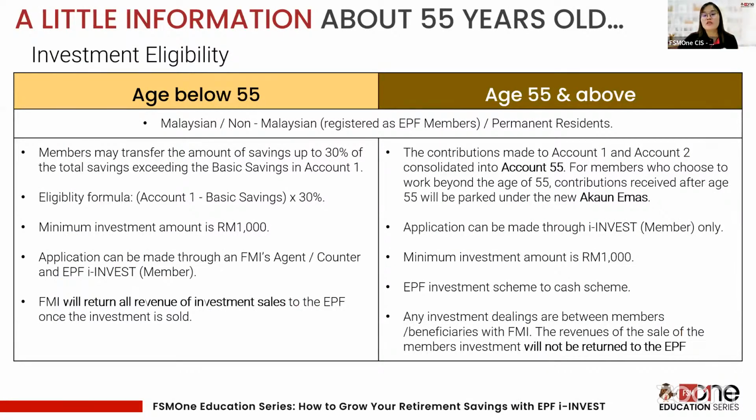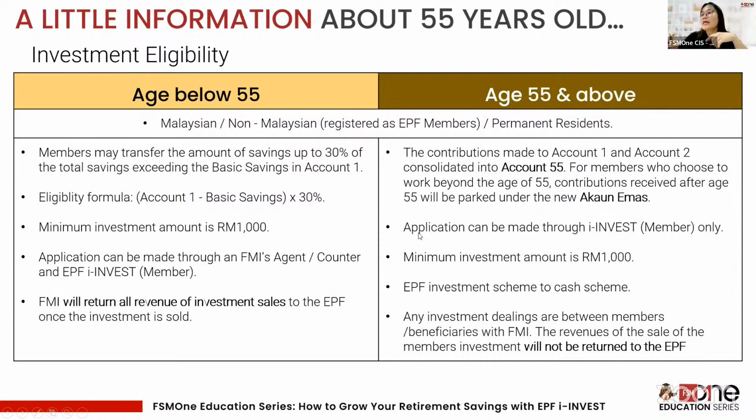Here is a little information about 55 years old as a point of reference for investment eligibility. All Malaysians or non-Malaysians who are registered as an EPF member and permanent resident are eligible to open an investment account. For those below 55, you are allowed to invest 30% of the excess of basic savings in account 1. The minimum investment amount remains 1,000. Applications can be made through an agent or counter and the EPF i-INVES portal. With that, for any redeem transaction that you carry out, the fund house will return all the revenue or investment sales back to the EPF. This is the overall for the age of below 55.